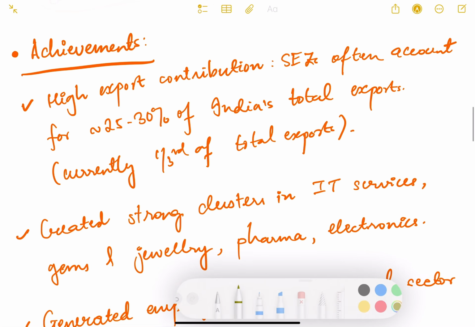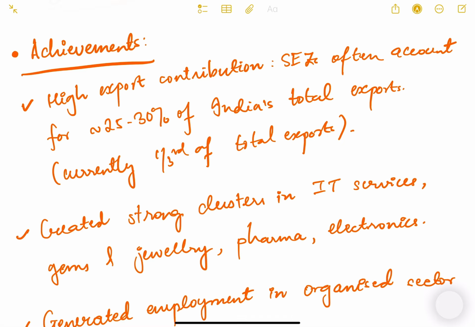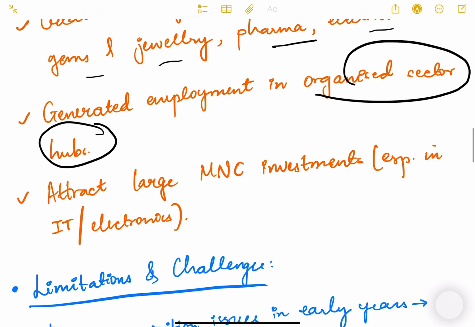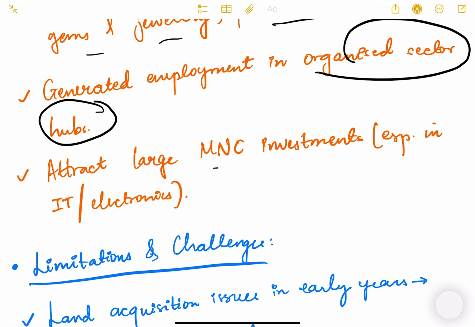What are some of the achievements that we have actually achieved? High export contribution. SEZs often account for almost 25 to 30% of India's total exports, currently one third of total exports. They created strong clusters in IT services, gems and jewelry, pharma and electronics, and generated employment in organized sector hubs. This is again very important. It attracted large MNCs, multinational corporations, to invest in India, especially in IT and electronics. So SEZs are not just about manufacturing of physical commodities, but also IT. Software also has SEZs.